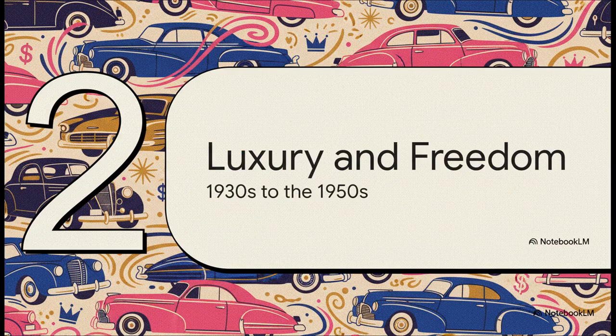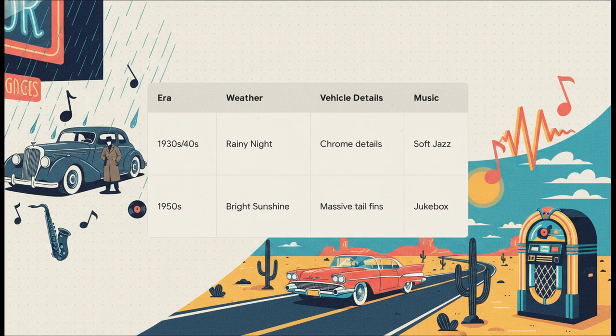Which brings us to Section 2, Luxury and Freedom, spanning the 1930s to the 1950s. The prompt elegantly juxtaposes two totally different routes for this era. On the one hand, you have the pure glamour of 1930s and 40s luxury cars. Picture all those heavy chrome details, soft jazz playing in the background, and wealthy businessmen stepping out onto rain-slick streets under neon signs. But then, contrast that with the golden age of the 1950s.